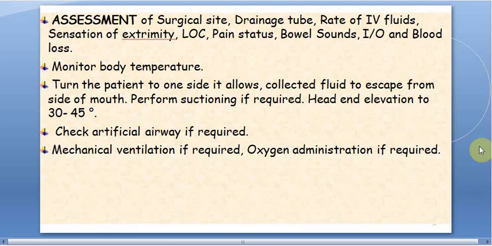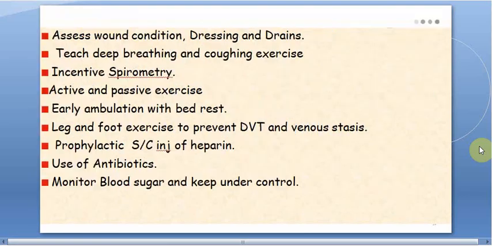Next up, if oxygen saturation is dropped, or if ABG analysis is showing there is poor circulation, you can start or keep the patient on mechanical ventilation also. Next, I have already repeated, assessing the wound condition, see the drains, dressing. You can teach deep breathing and coughing exercise, incentive spirometry, about that I have already told in the last class.